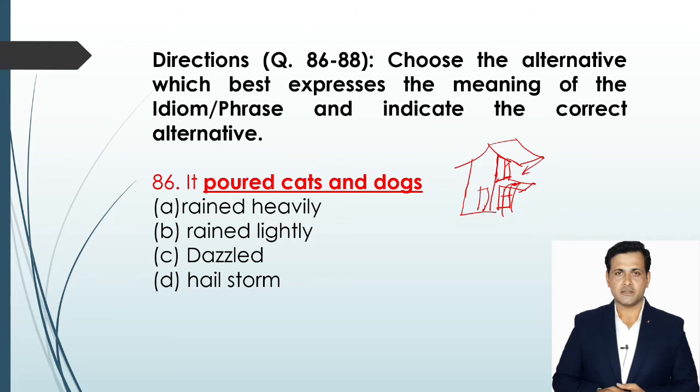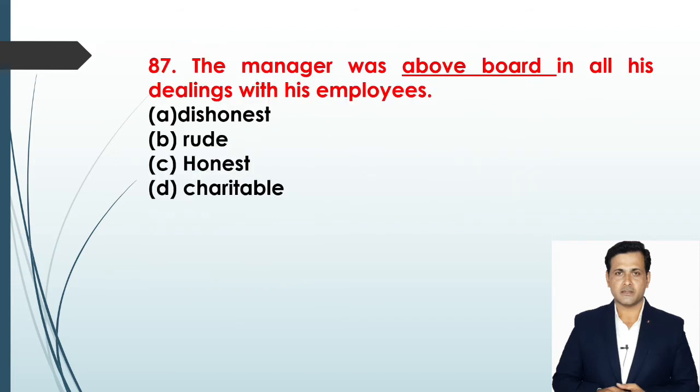So the meaning of poured cats and dogs is rained heavily. Pouring cats and dogs means raining heavily. Next one: the manager was above board in all his dealings with his employees. So the manager was above board means honest. When we use above board, it means honest, when there is no shade of deceit.